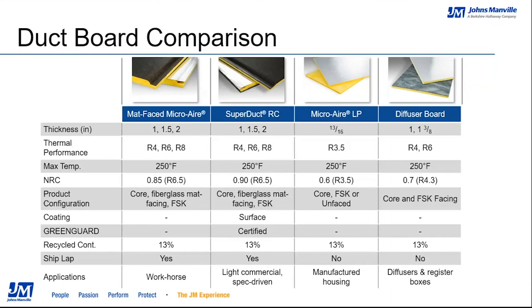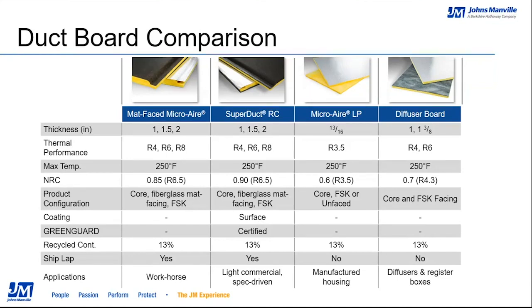We talked about the product configuration of fiberglass with the core. You got a fiberglass matte face that we manufacture in-house along with the standard FSK. There is some recycled content to this product with 13%, and it does come with a shiplap and or butt edge. The second column is our Super Duct product.